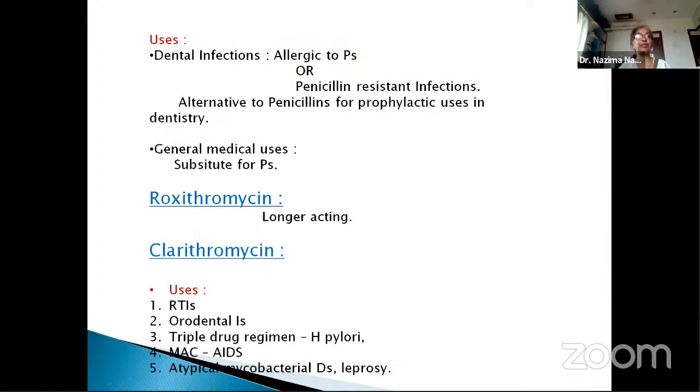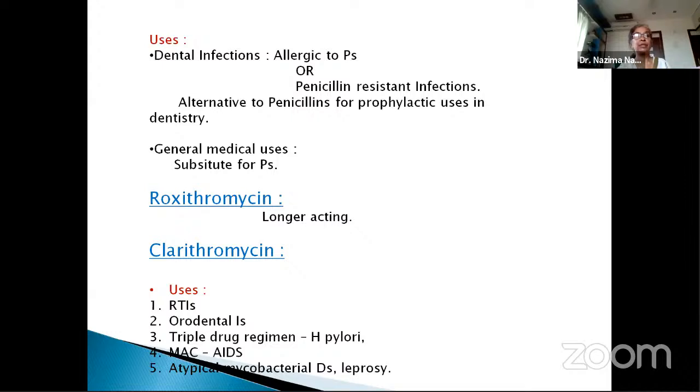Coming to the uses of erythromycin, it is preferred in dental infections where the patients may be allergic to penicillins, or in case of penicillin resistant infections. In such cases, erythromycin is generally used in orodental infections. It is also used prophylactically as an alternative to penicillins. So again, prophylactic uses are there in dentistry with this drug.